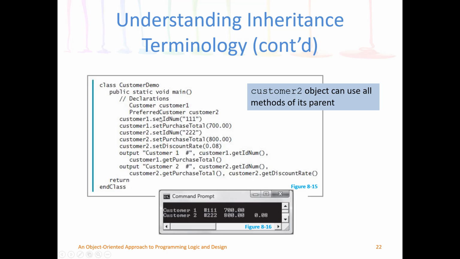And customer 2 again is a preferred customer, get purchase total. Even though that does not exist in the preferred customer class, it's inherited from the customer class. So I get purchase total, same thing. So I get the ID number 222, purchase total 800. And the get discount rate comes from the child class, and that's the 0.08.